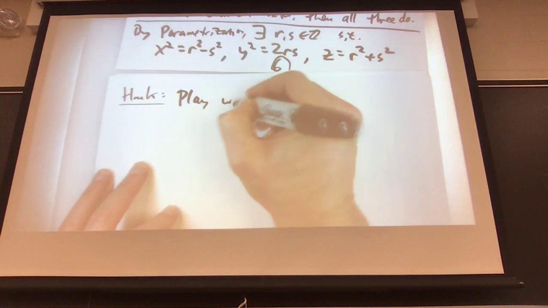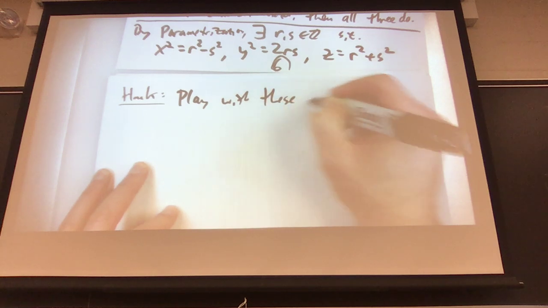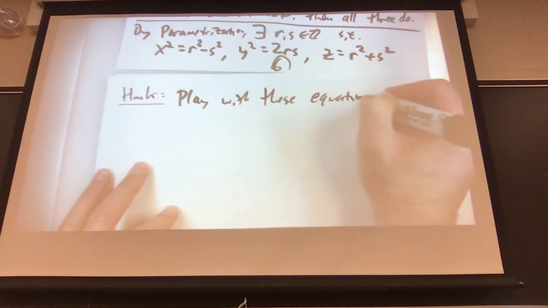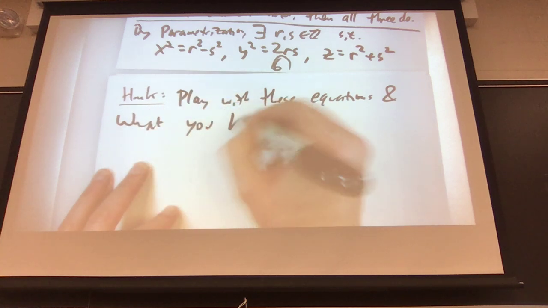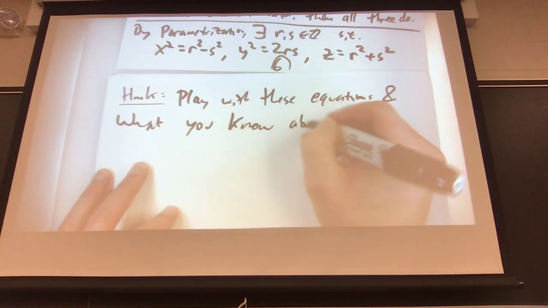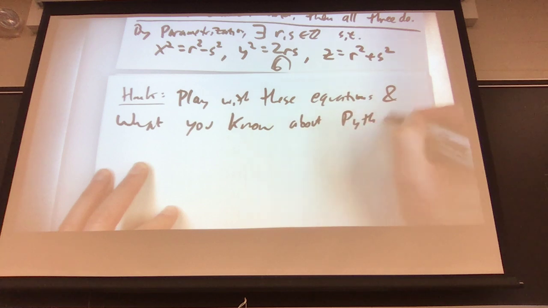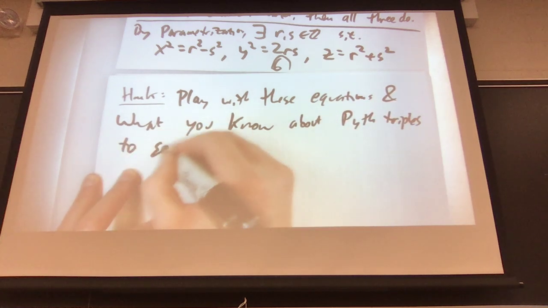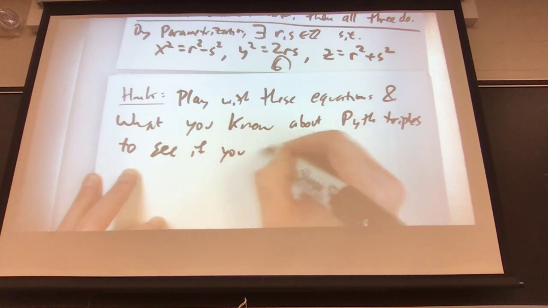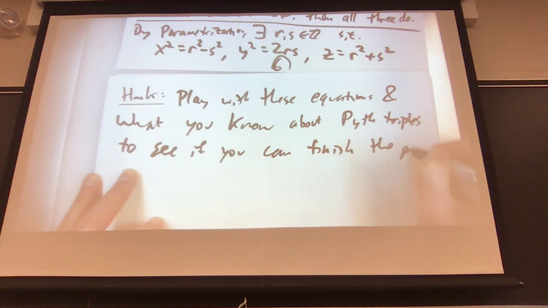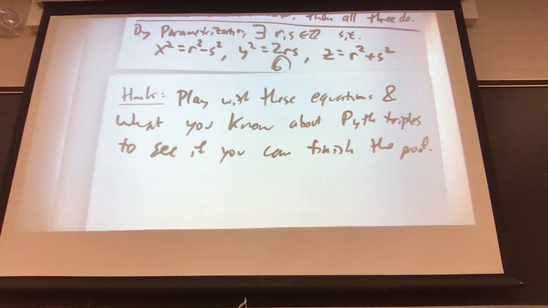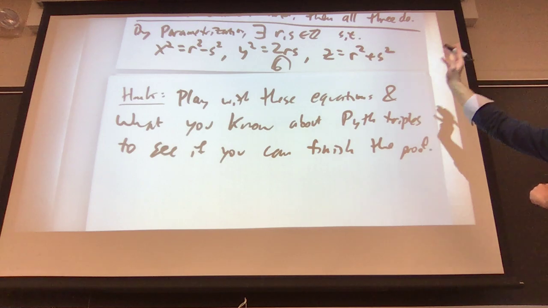Play with these equations and what you know about Pythagorean triples to see if you can find and finish the proof. Let me not give it away. I got you started. This is the first key step.